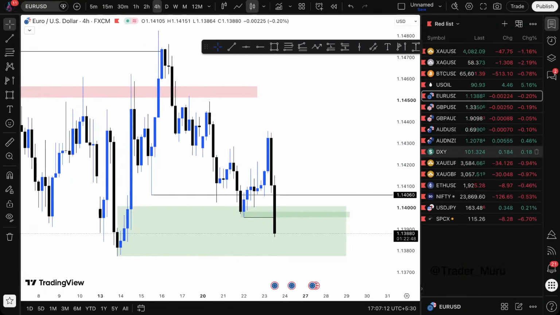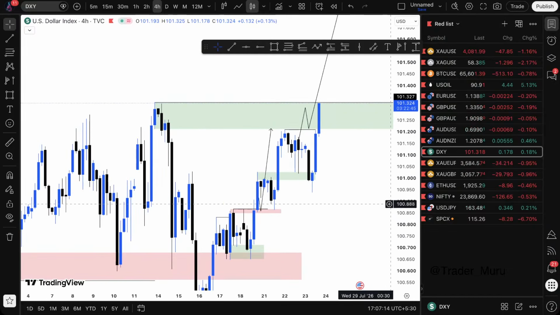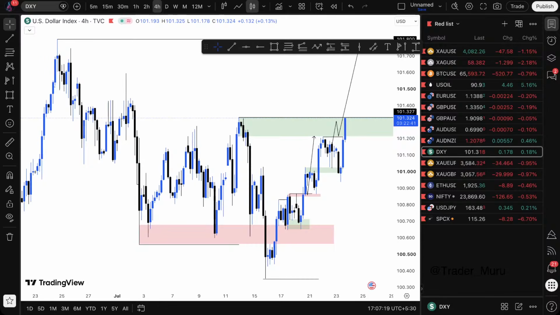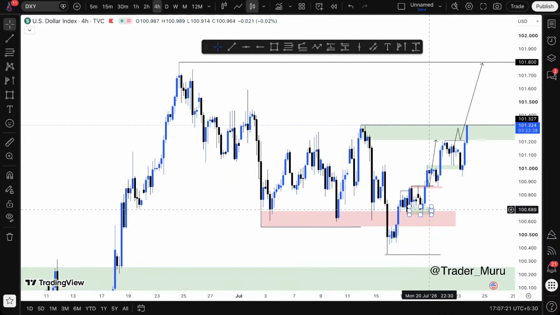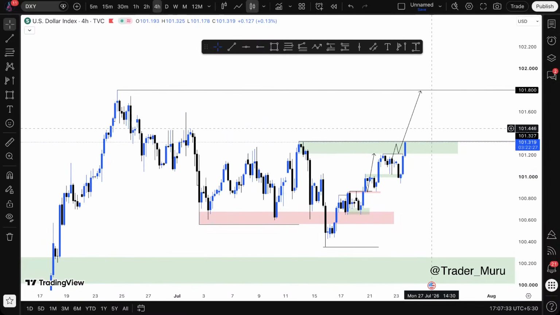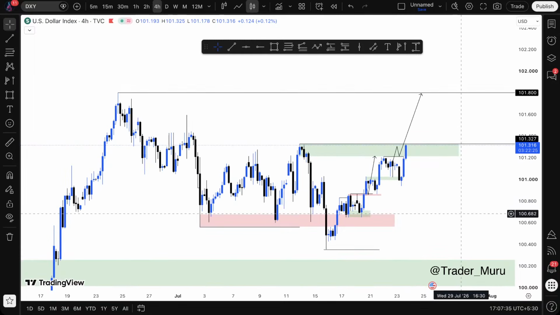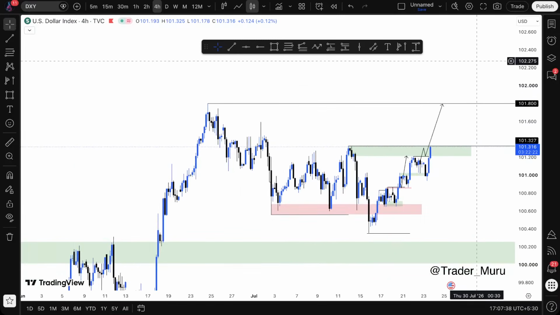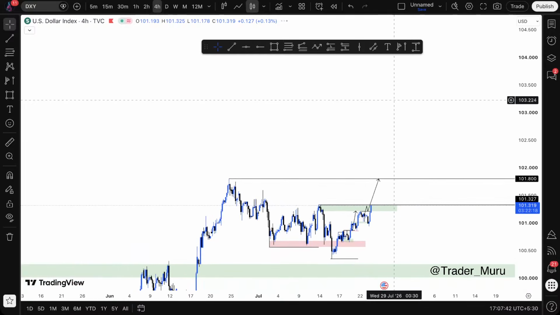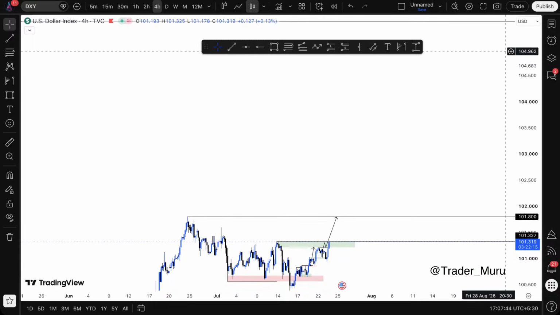DXY. Okay, DXY is going for our higher targets. We were bullish in DXY from this area till this one. Now it broke above, price will try to close 2 candles above it, and then it will start some retracement back to this area. Then you can expect price to test around 105. Soon you will see DXY near the 105 target here.